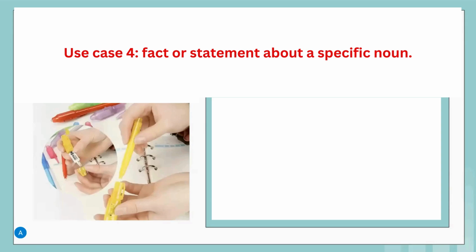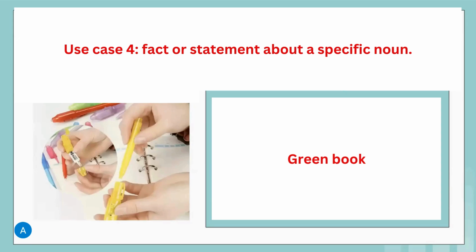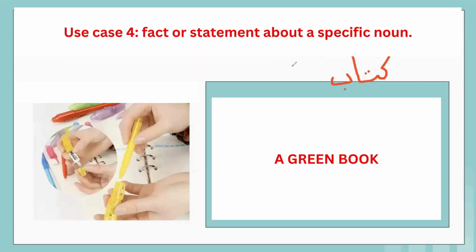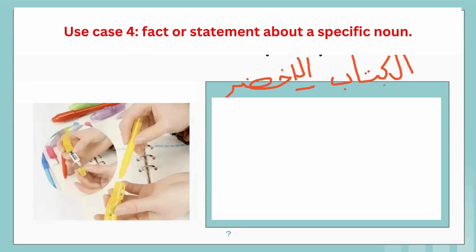Let's begin with the example of green book. We say "the," okay? So what does it mean? Green book. Can I write Al-Kitab al-Akhdar? Just tell me the meaning of it. Al-Kitab al-Akhdar. What's the meaning of it? The book is green. There's a mistake here. The green book. This is the meaning of it.